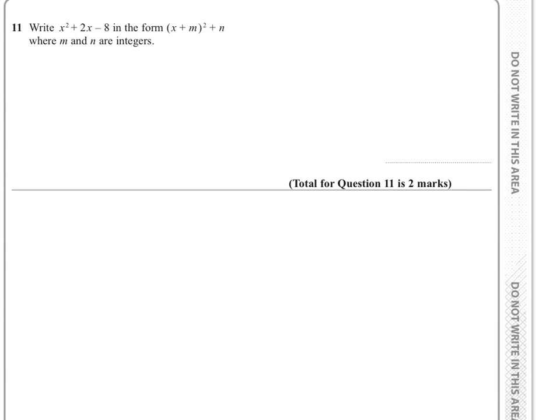Question 11. We've got to write this expression here, x squared plus 2x minus 8, in this particular form here, where m and n are integers. Well, that's really along the lines of completing the square. And when we complete a square, we do exactly that. We complete and make a square.